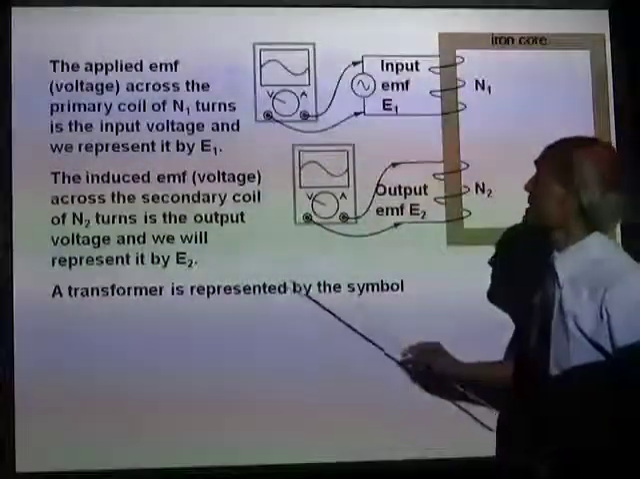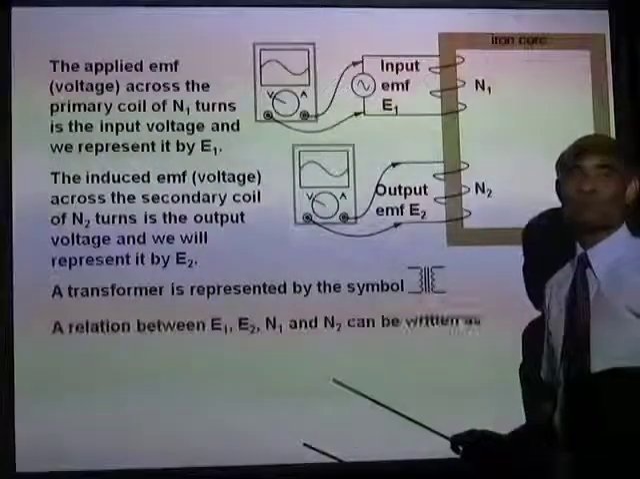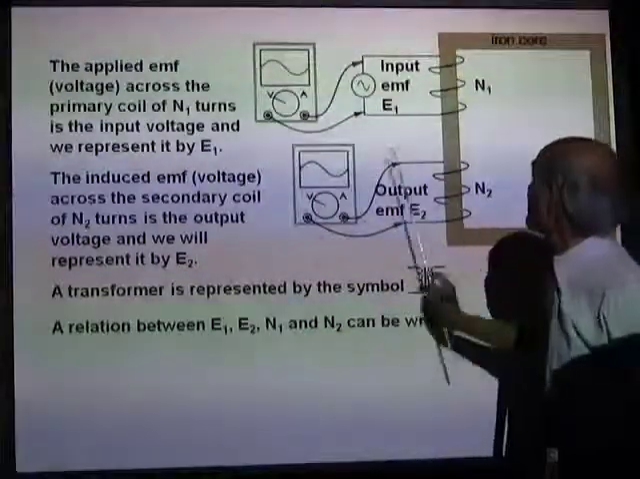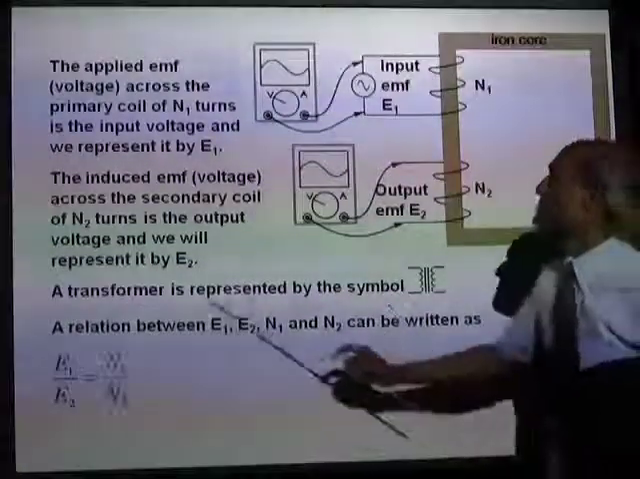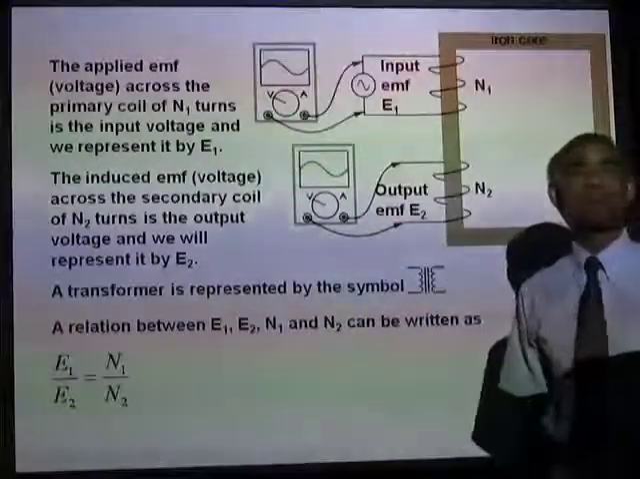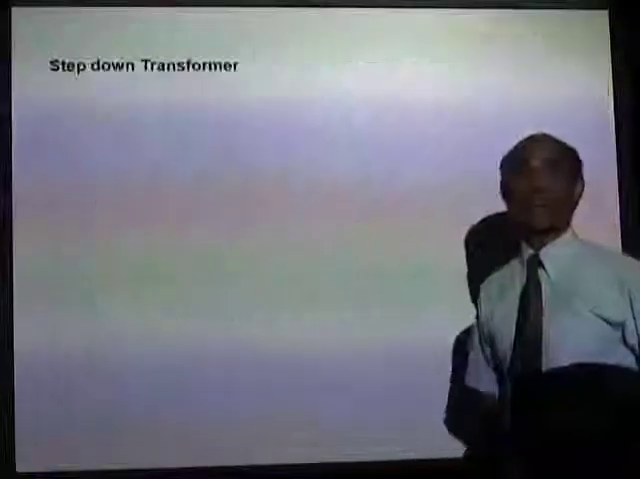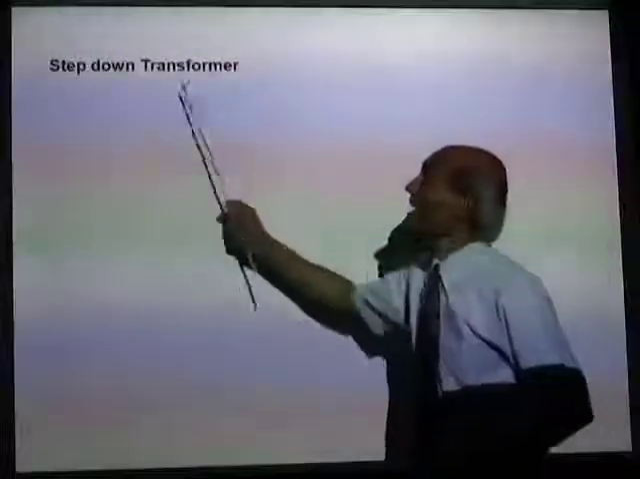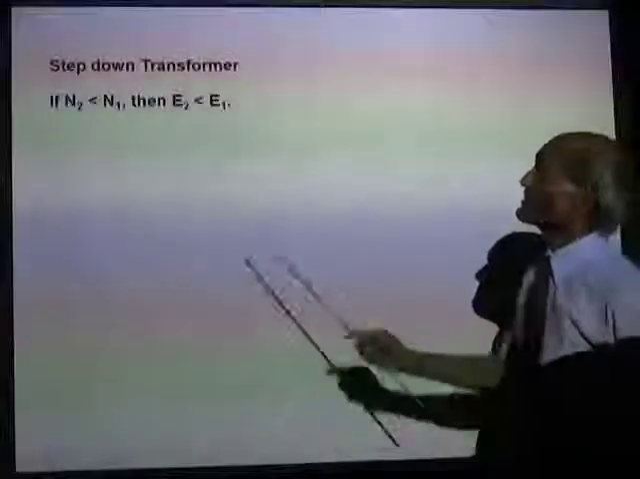The transformer is represented by this symbol in an electrical circuit. Now, a relation between E1, E2, N1 and N2 is E1 divided by E2 equal to N1 divided by N2. Very simple relation. Now, that means you can either have a step-down transformer or a step-up transformer.